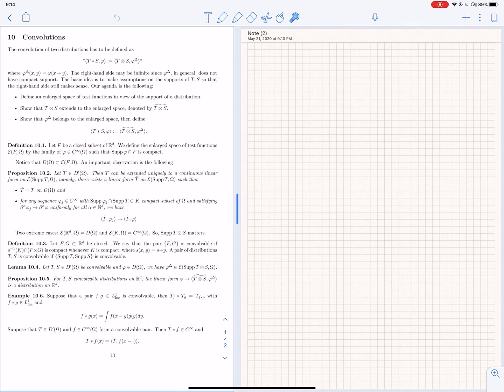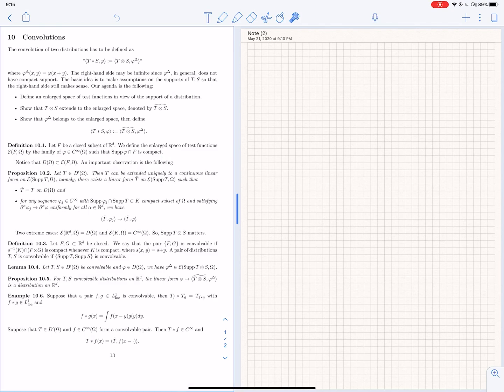The first thing I'm going to do is to introduce the enlarged space of test functions. And this is the content of definition 10.1. First, we consider F a closed subset of R^d. Then we define the enlarged space of test functions, denoted by calligraphic E of F, omega. So this depends both on the closed set F and on omega, on which we define our test functions and distributions. This is given by the family of C infinity functions on omega such that the support of phi intersecting F is compact.